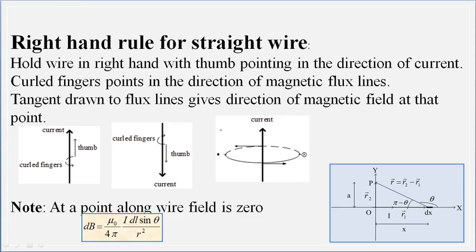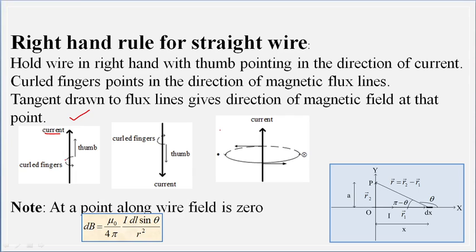Example here. Consider this case. This is a straight wire, and this is the direction of current. Hold this wire with your right hand, thumb pointing in the direction of current. The fingers are curling like this. So this is the direction of the flux. Flux will circulate like this.